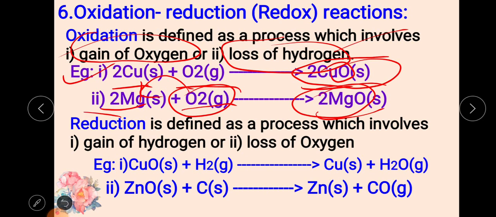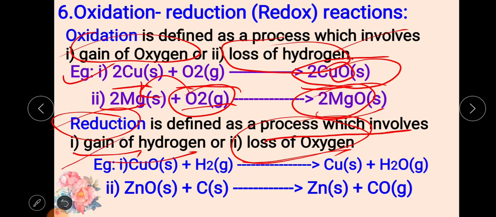What is a reduction reaction? It is defined as a process which involves gain of hydrogen or loss of oxygen. Oxidation is gain of oxygen or loss of hydrogen, whereas reduction is gain of hydrogen or loss of oxygen. If in a reaction oxygen is lost or hydrogen is gained, we say it is a reduction reaction. I will give the example: CuO plus H2 gives Cu plus H2O.